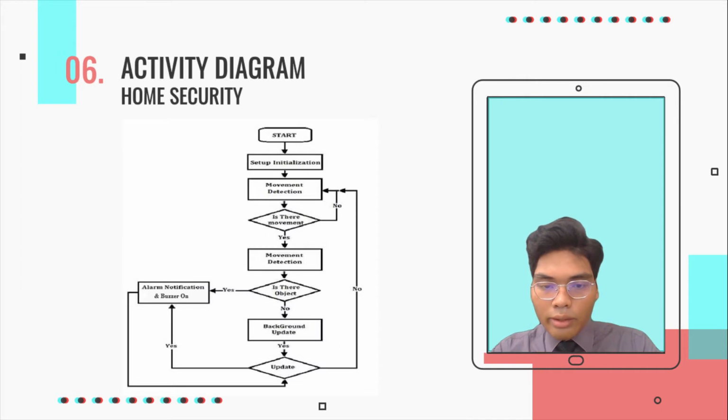So this is the flowchart of the home security. It goes to start, then it will be on setup initialization, then it will be on standby mode for movement detection. If there is any movement? If no, it goes back to the standby mode. If yes, which means movement detected. And the second one will be if there is any object. If yes, alarm notification and buzzer will turn on and it will update to the system.